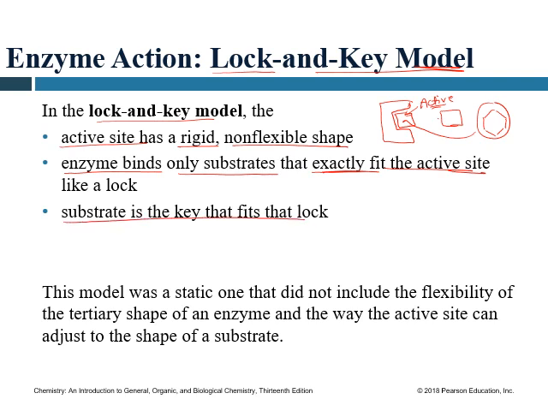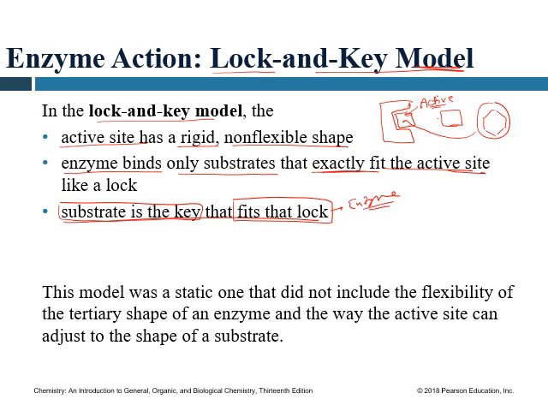And then it says the substrate is the key that fits the lock. So for example, for every lock we have only one key, right? One special key is made for one special lock. So you cannot have multiple keys for one lock. Similarly, in the lock and key model, the substrate is like a key that can fit that particular lock. The lock is an enzyme.